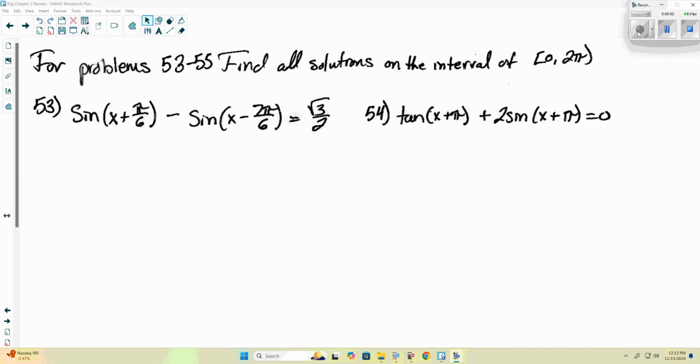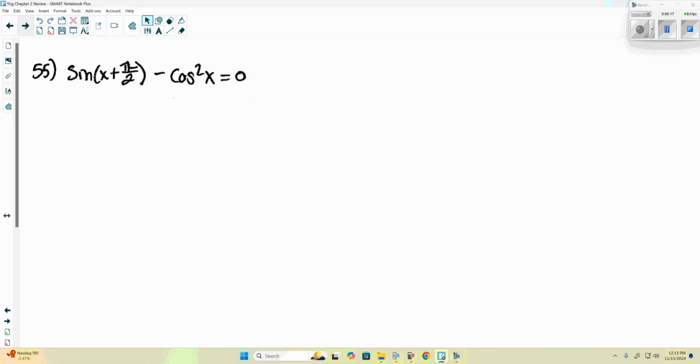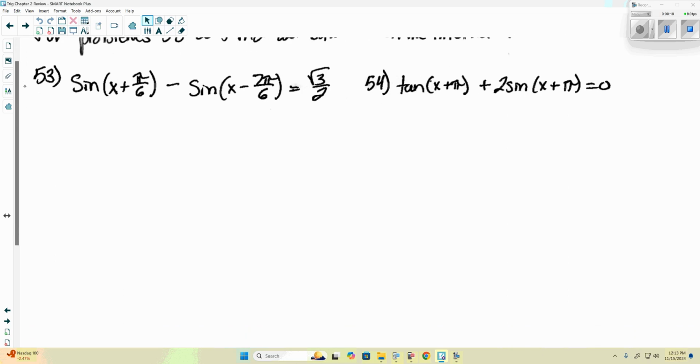All right, guys, this is where we left off yesterday with these here. 54 or 53? We have 55. Which one of these do we want to look at? 53. So we have sine of x plus pi over 6 minus sine of x minus 7 pi over 6 is equal to the square root of 3 over 2.